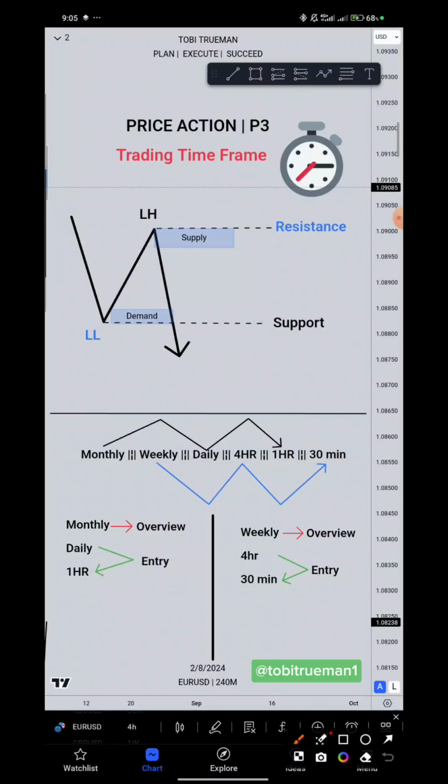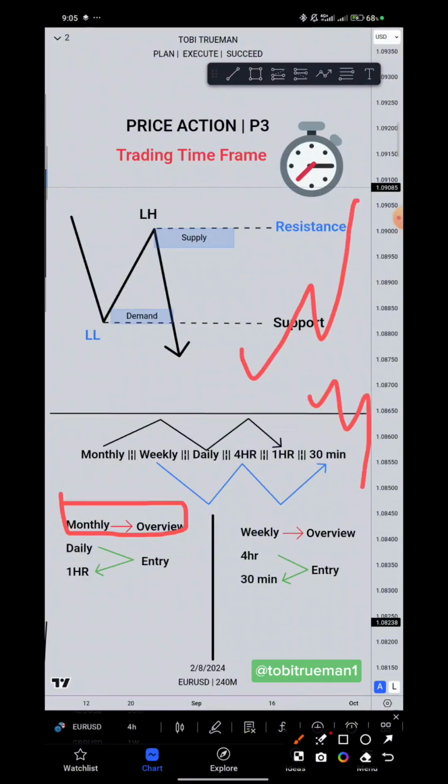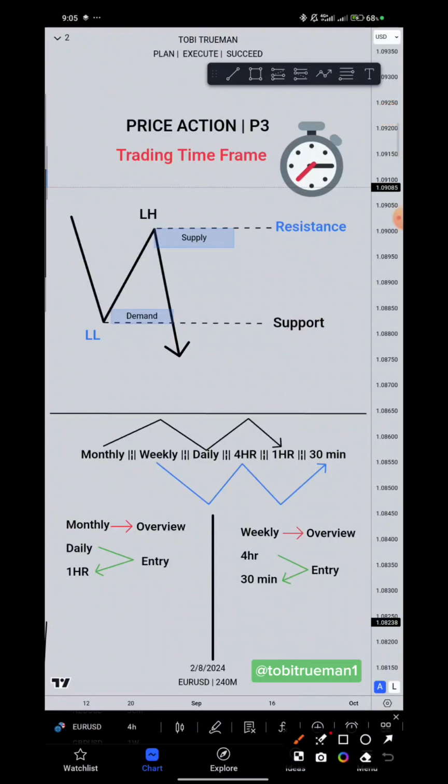Before that example, on the monthly, I want to see what price is doing. Is price bullish or bearish? Is it going upward, or is it coming down? So I will just have an overview of what price is doing on the monthly time frame.